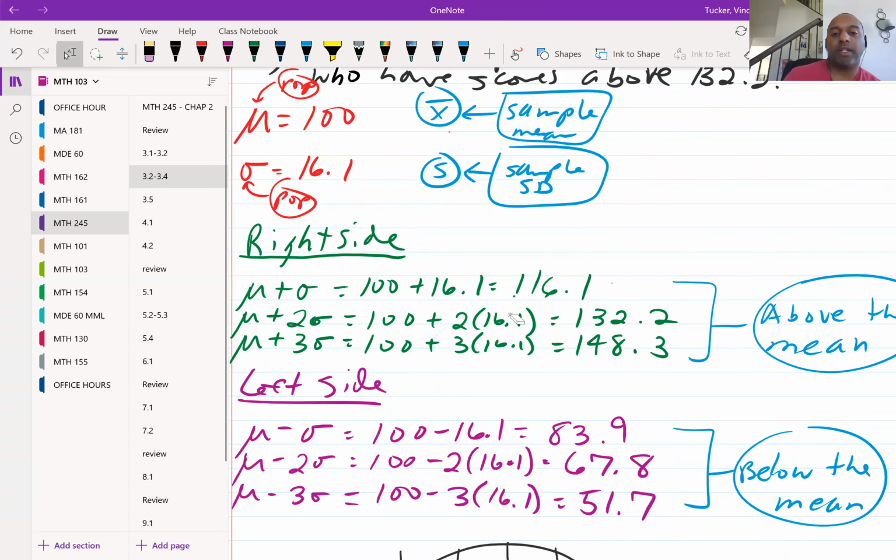All right. And so that's a good segue to the other part. Now we're looking at the left side of the mean. Notice on the right side, we added a standard deviation. To find the values to the left side of your mean, you're going to subtract the standard deviation. So pretty much, for the right side you add and then for the left side you subtract. Yep, that's all there is to it. Yep, you got it. So to find the left side, we subtract 16.1 from the mean 3 different times. That'll give us 83.9, 67.8, and then 51.7.